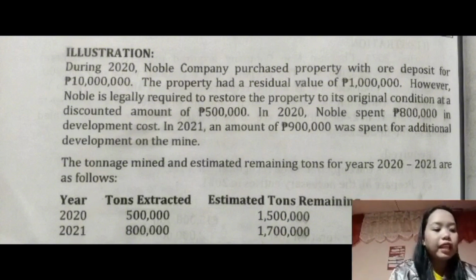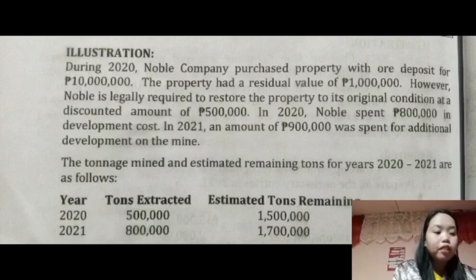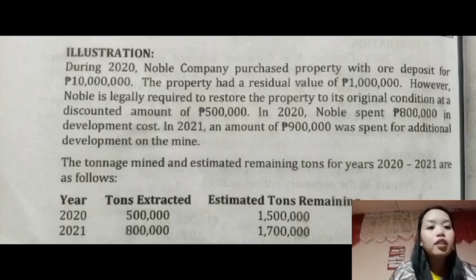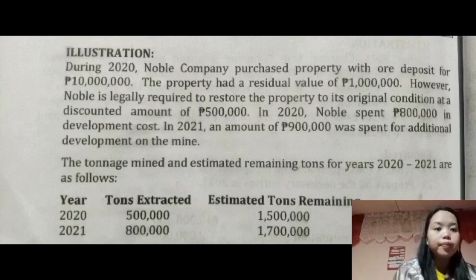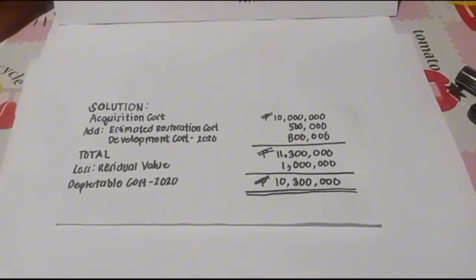The tonnage mined and estimated remaining tons for years 2020 to 2021 are as follows. For the year 2020, we have tons extracted of 500,000 and estimated tons remaining of 1,500,000. For the year 2021, we have tons extracted of 800,000 and estimated tons remaining of 1,700,000. What is required is to compute the depletion to be recognized for 2020 and 2021. So let's go to the solution.